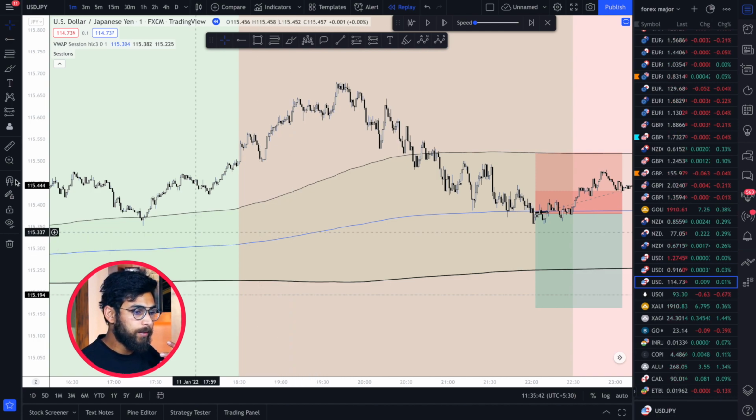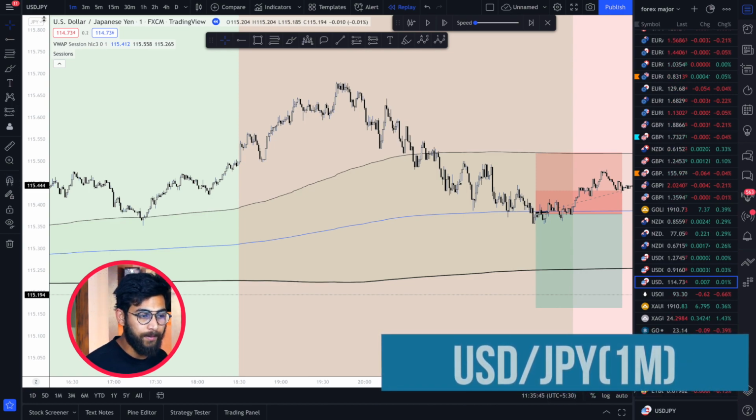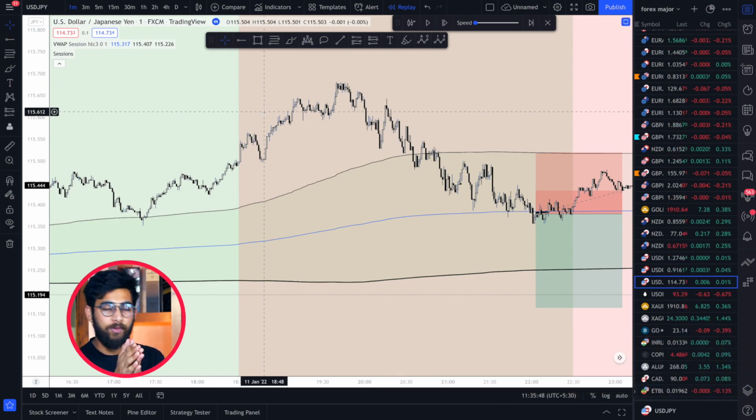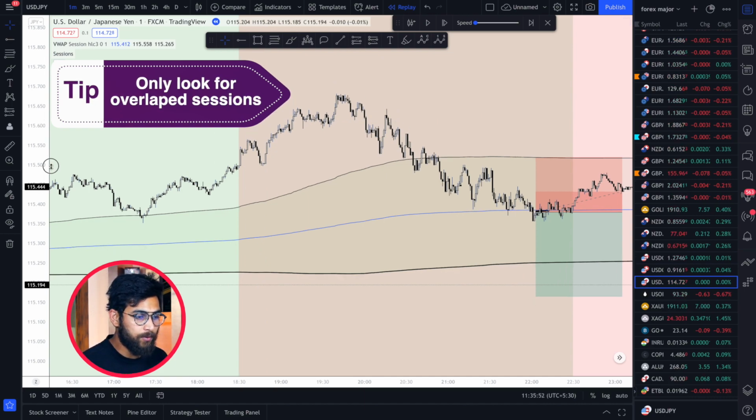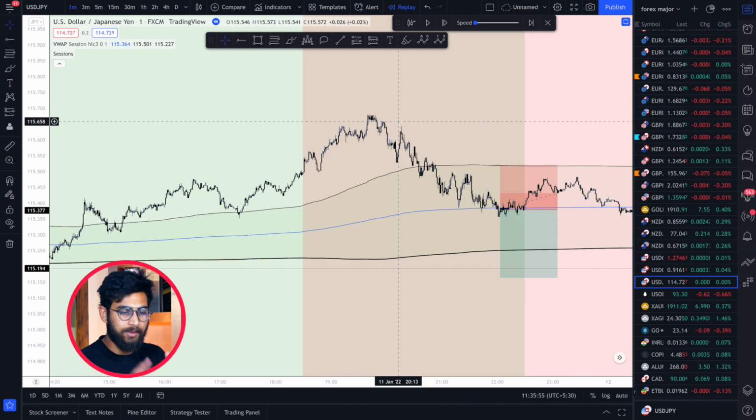So let us take a few examples to understand this strategy properly so that all of your doubts get cleared. Here we are on USD JPY 1 minute time frame. The first thing that you have to do is always look for only the overlap session. In the chart, you can see this colored session is the overlap session between London and New York. So you always target only this session using this strategy.